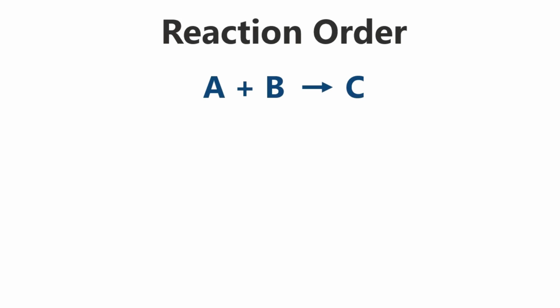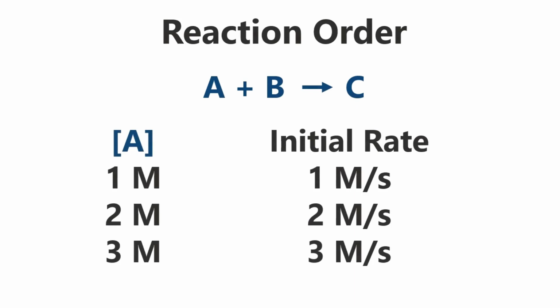For example, the chemical below has undergone 3 trials which determine the concentration and initial rates of A. You would see that from trial 1 and 2, the concentration has doubled. The same goes for its initial rate. You'd also see that from trial 1 and 3, the concentration has tripled, as well as the rate.